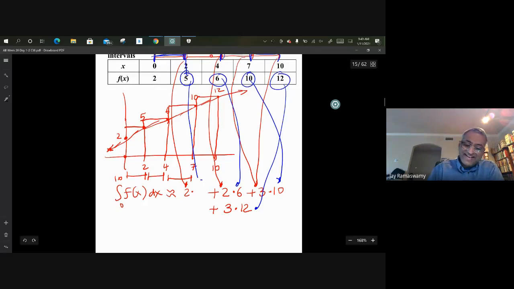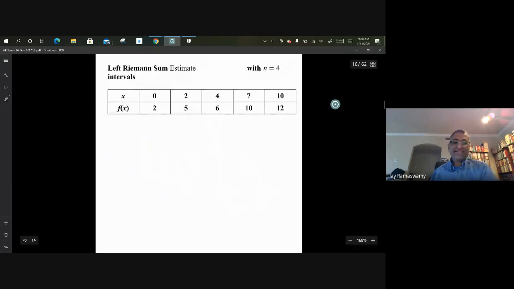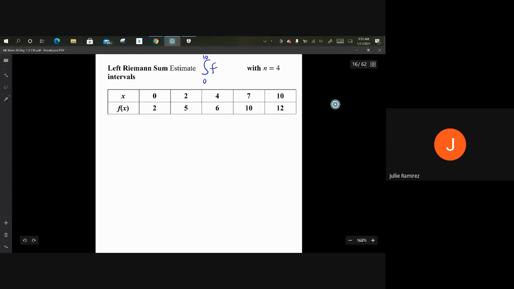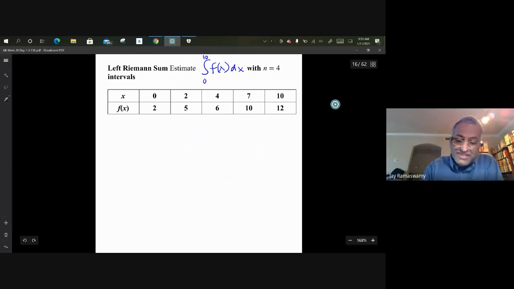Okay? Now you got the hang of it. Go to page 16, please. Now we'll do a left Riemann sum. We're still doing integral from 0 to 10 f of x dx with n equals 4. That's telling you 4 rectangles. Okay. So I'm sketching it for you, so you get a feel for this. You don't need to, just watch.